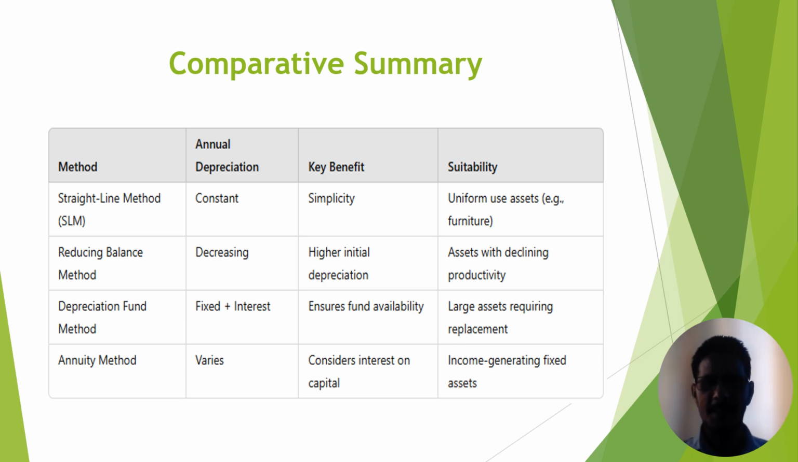This method is suitable for income-generating fixed assets, where we generate income from fixed assets, like vehicles in a transportation business. In a transportation business we require some trucks and vehicles, and from these vehicles we earn income. For that type of business, we can use this annuity method.